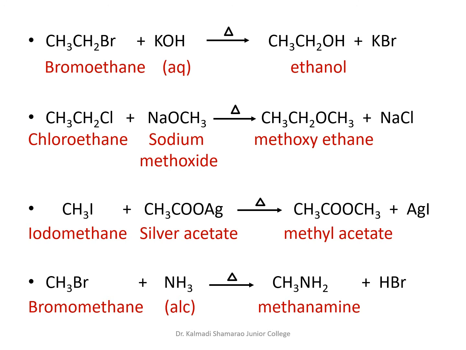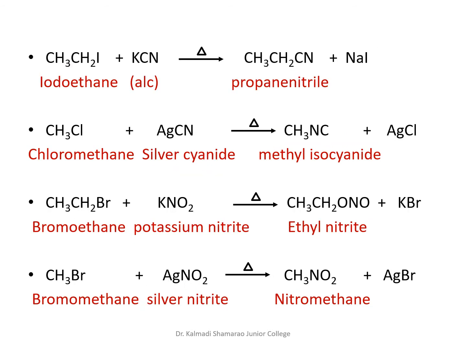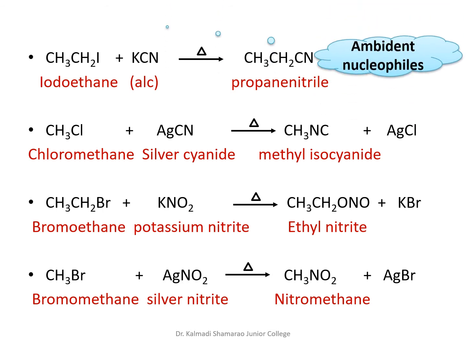Have a look at some examples of nucleophilic substitution reactions. These are a few more examples of nucleophilic substitution reactions. Cyanide ion can attack through carbon or through nitrogen. Such nucleophiles which can attack through more than one site are called ambident nucleophiles.